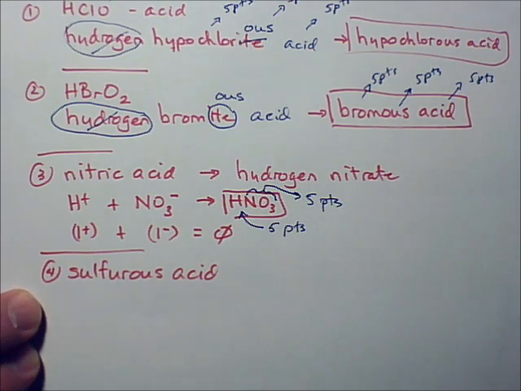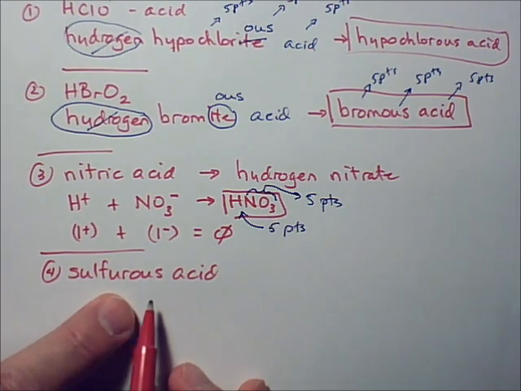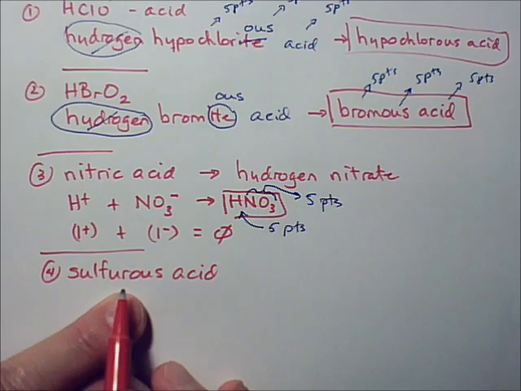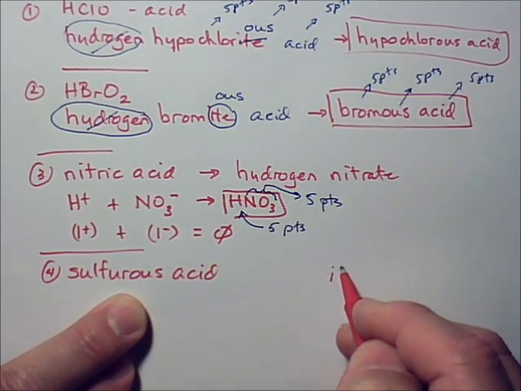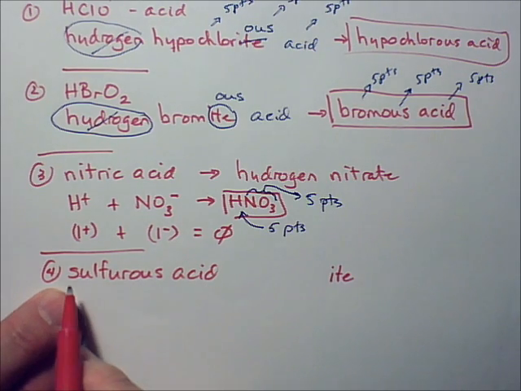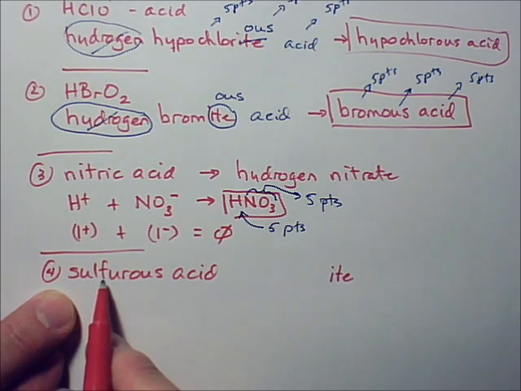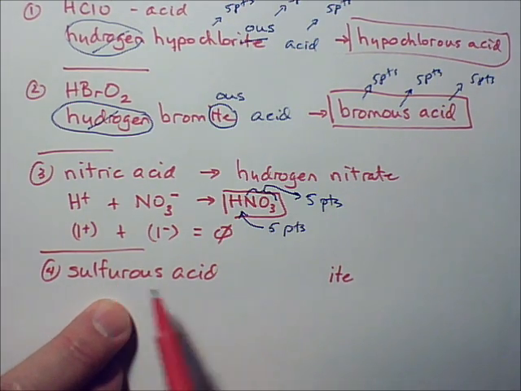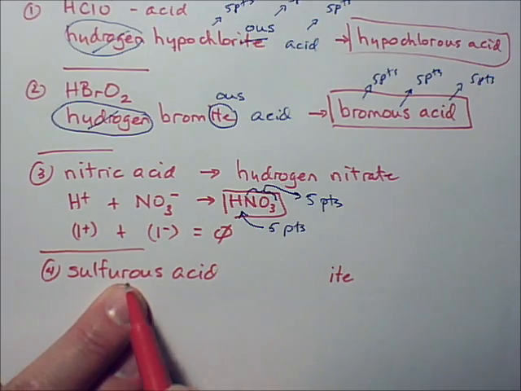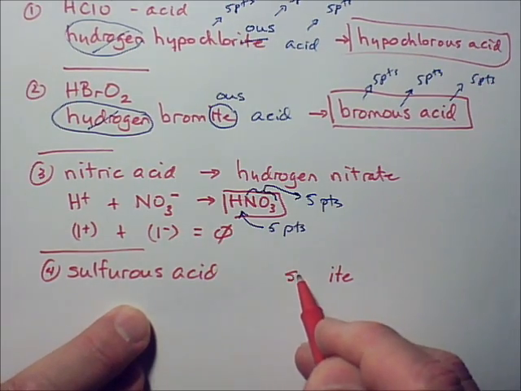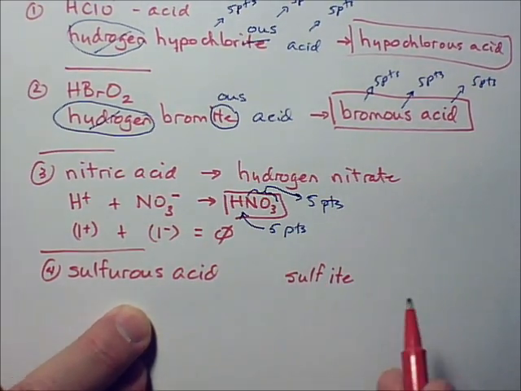Okay. That OUS prefix means I must have had a polyatomic ion with an IT ending. I'm looking for a polyatomic ion with an IT ending and a sulfur prefix, or in this case, since we dropped the UR to make this polyatomic ion, it's sulf. So we're looking for a sulfite ion. Okay?